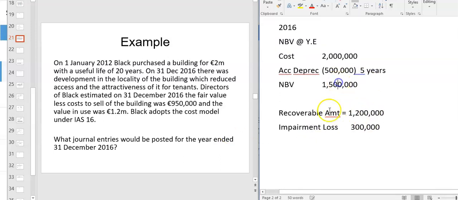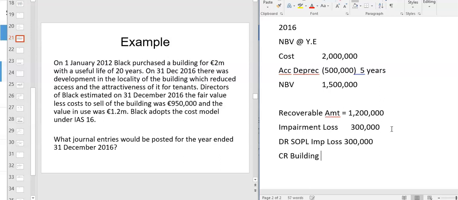Bring it from 1.5 down to 1.2. And that's what the entries will be. Debit SOPL, impairment loss. So an expense, most likely going to admin expenses, unless it's a material amount or significant, then it will have its own line item. 300,000. And you'll credit then the building. So you can just say credit building net book value.